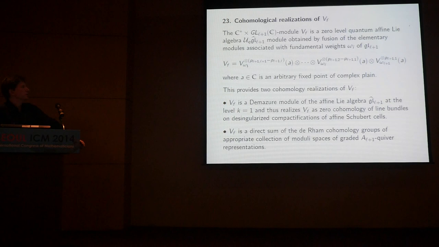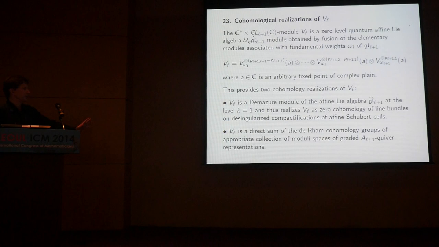One is the Demazure model of affine Lie algebra, at level k equal to 1. And this means that this space is naturally the zero cohomology of a line bundle on some compactification of an affine Schubert cell. So it's some kind of cohomology of coherent sheaves, but it's this type of object. And another type of object is different.